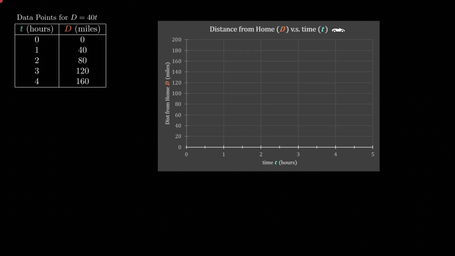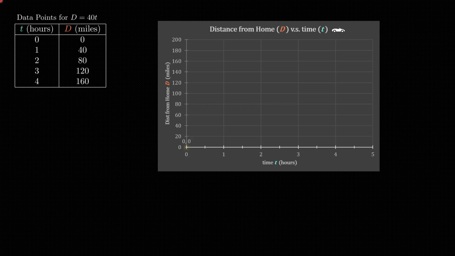At the right, we have an empty graph, where the horizontal axis along the bottom is time t in hours, and the vertical axis along the left is distance from home d in miles. Let's begin graphing. The point 0, 0 is at the bottom left.